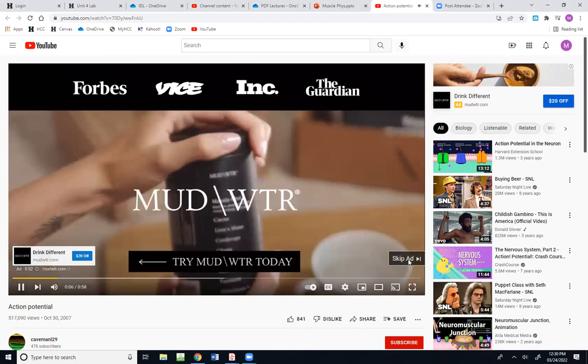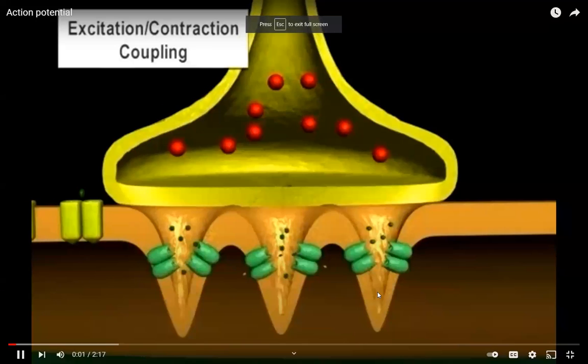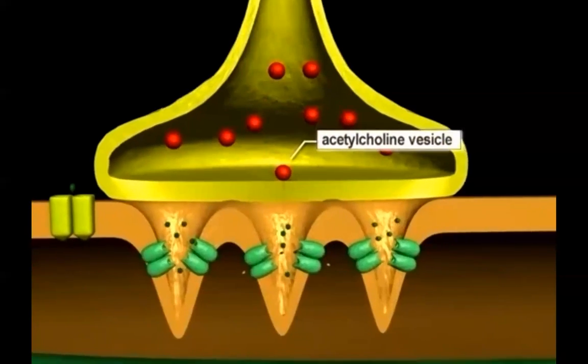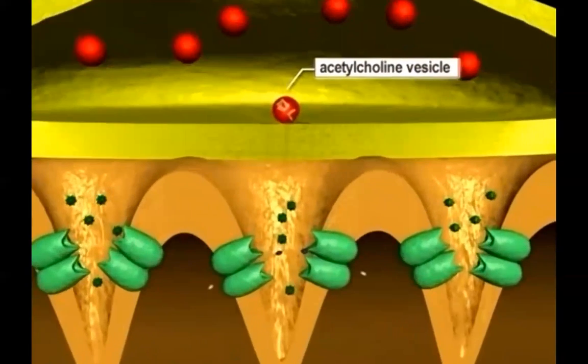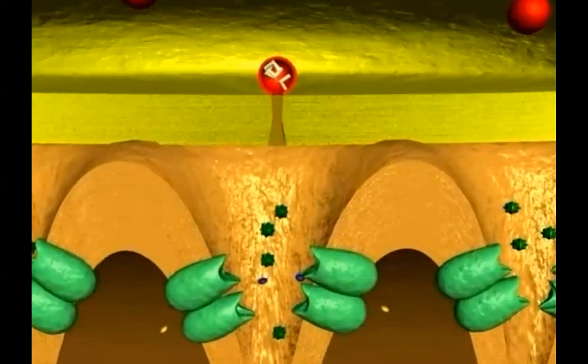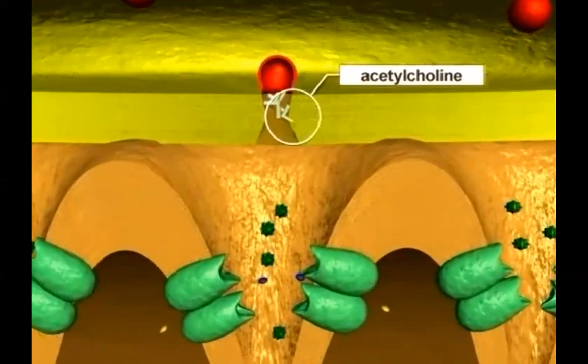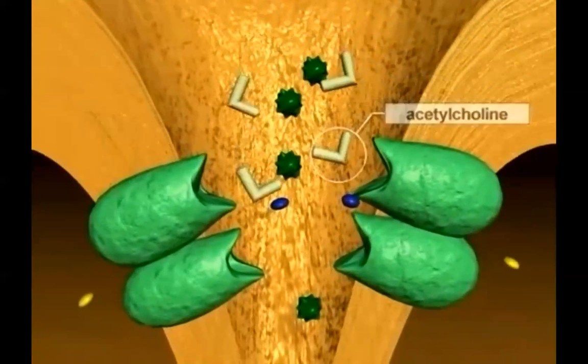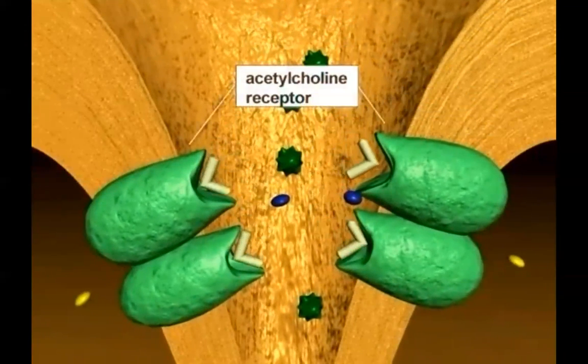The process of excitation-contraction coupling consists of all those processes involved between the time of generation of the action potential on the muscle sarcolemma and the actual contraction. As the action potential reaches the neuromuscular junction, vesicles containing acetylcholine fuse with the membrane of the nerve terminal, and acetylcholine is released into the cleft. Acetylcholine molecules rapidly diffuse across the cleft and bind to the acetylcholine receptors.